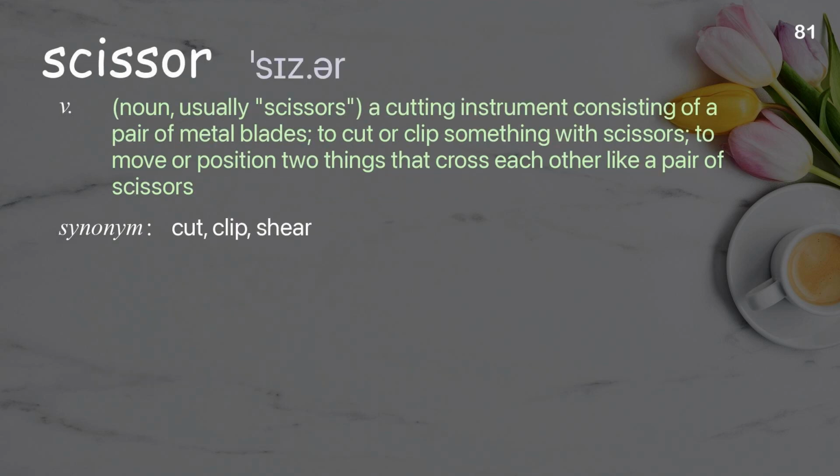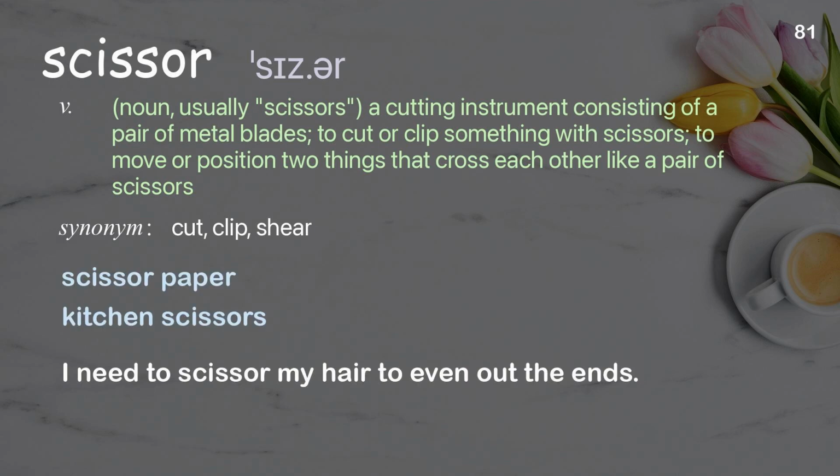Scissor. Noun, usually scissors, a cutting instrument consisting of a pair of metal blades. To cut or clip something with scissors. To move or position two things that cross each other like a pair of scissors. Examples: Scissor paper. Kitchen scissors. I need to scissor my hair to even out the ends.